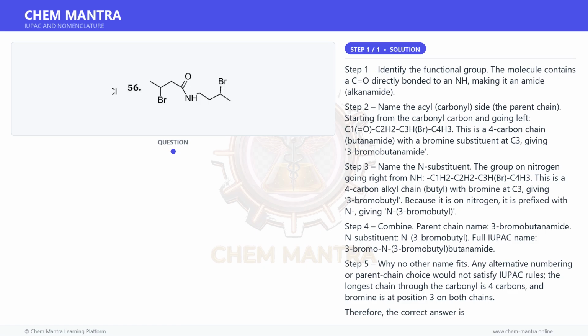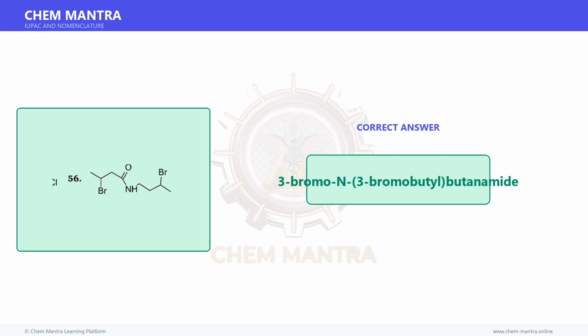Any alternative numbering or parent chain choice would not satisfy IUPAC rules. The longest chain through the carbonyl is 4 carbons, and bromine is at position 3 on both chains. Therefore, the correct answer is 3-bromo-N-3-bromobutyl butanamide. The correct answer is shown on screen.